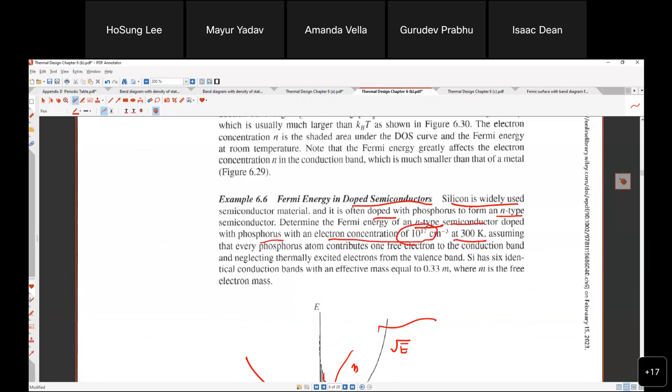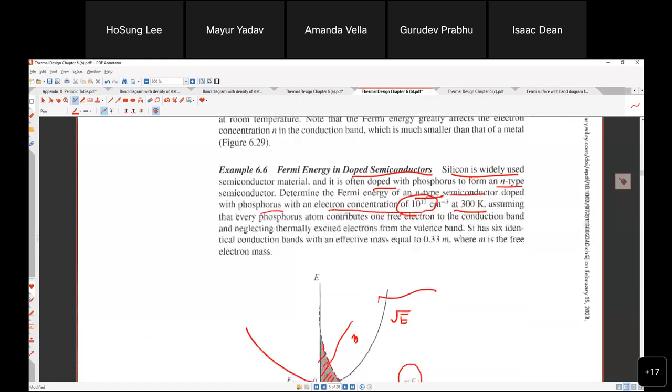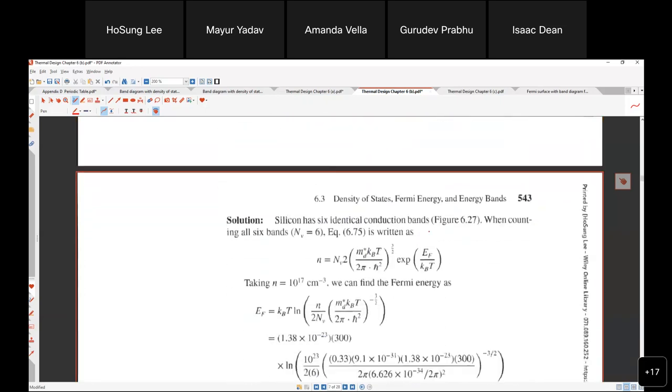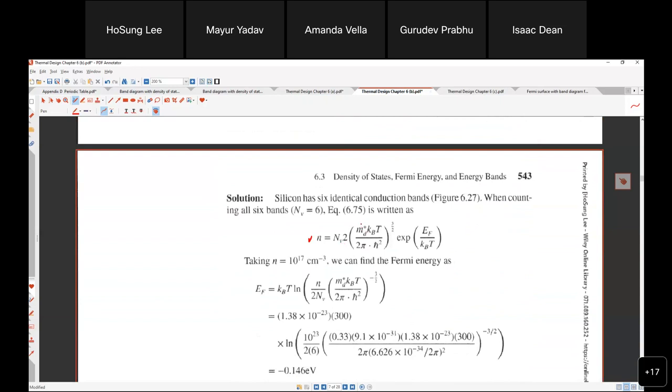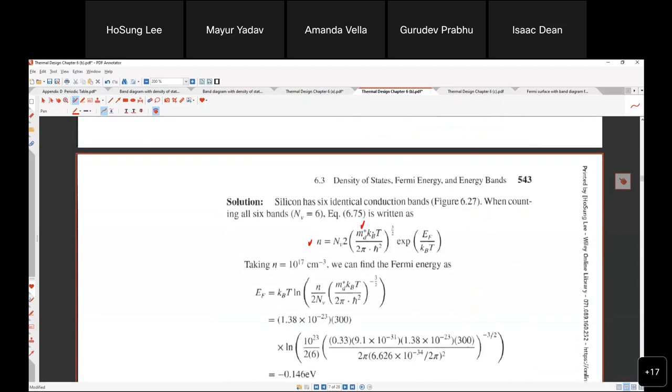We know that at 300 K. So knowing the electron concentration and the temperature, what would be the Fermi energy? Using the N equations, we know the effective mass, which is complicated, but we know it. And the Boltzmann constant, temperature 300 K, pi, and the Planck constant are known. So we can calculate the Fermi energy.